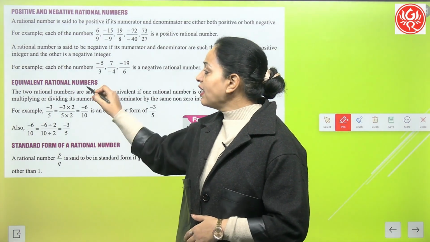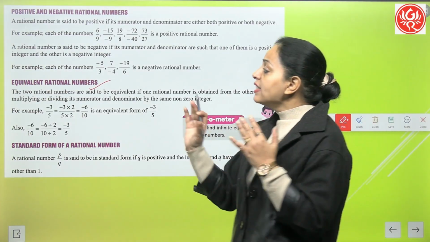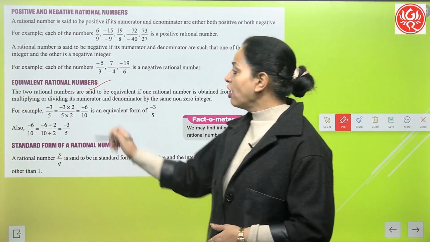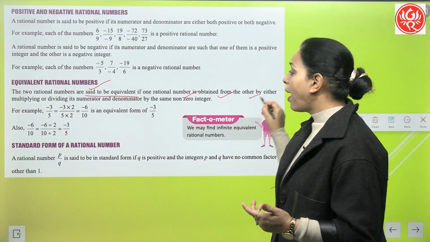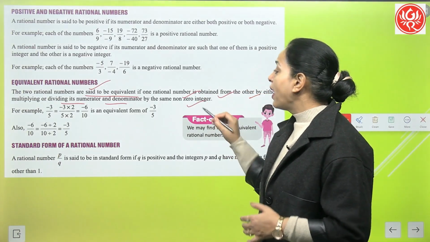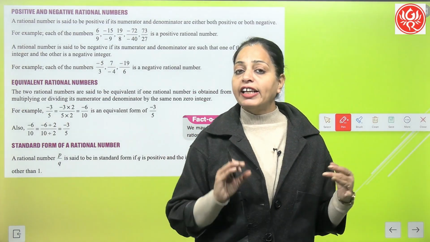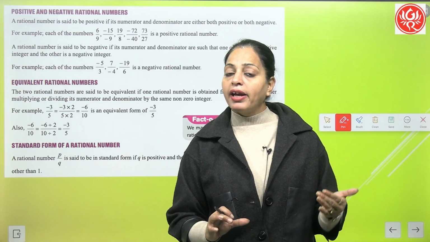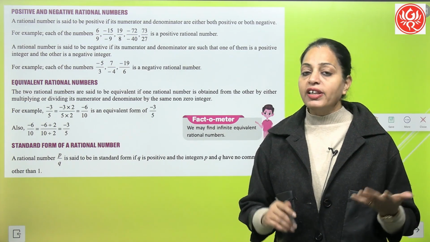So now the next is equivalent rational numbers. जैसे हम equivalent fractions find करते हैं, same we are able to find equivalent rational numbers. See, the two rational numbers are said to be equivalent if one rational number is obtained from the other by either multiplying or dividing its numerator and denominator by the same non-zero integer. See, if we have to find any equivalent rational number of a given rational number, then what to do? Multiply numerator and denominator by the same non-zero integer या फिर divide कर देंगे.